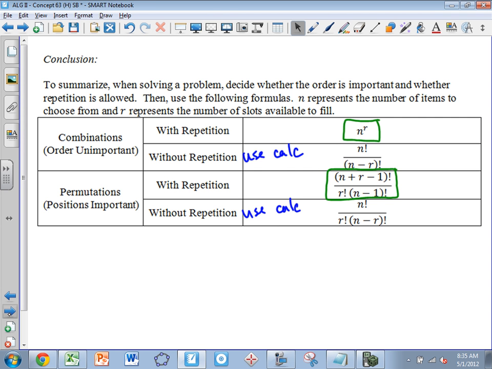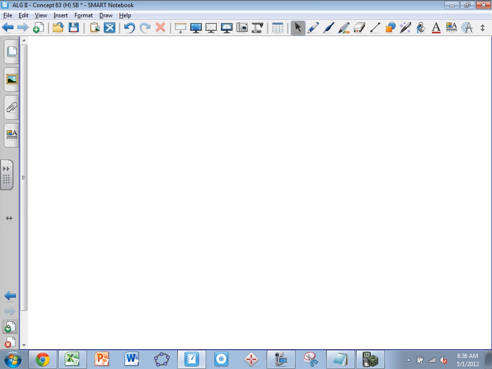So what should you use? A calculator. Very good. Permutation without repetition, you can use your calculator. It's 3P3. You have 3 choices to fill 3 slots. You should get 6 here. Why does this make sense for this problem? Without a calculator, let's just prove it.